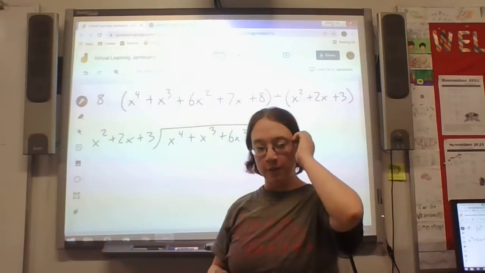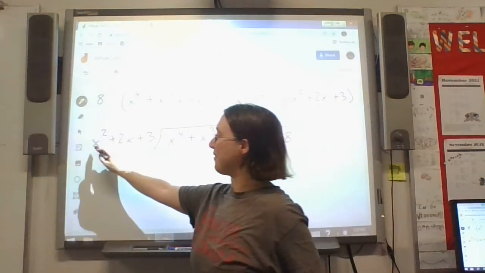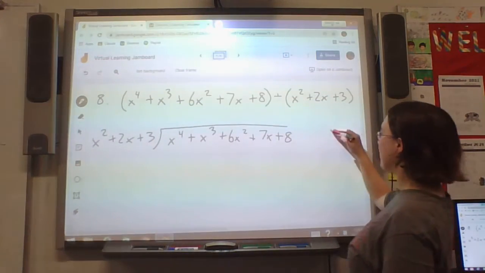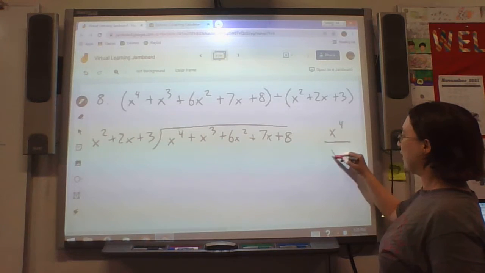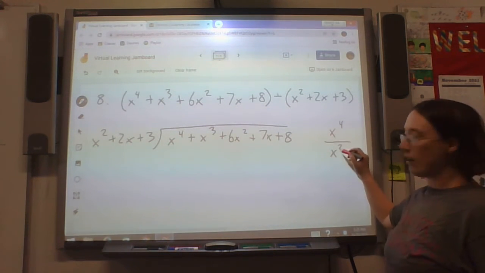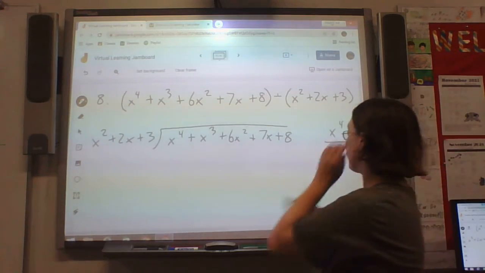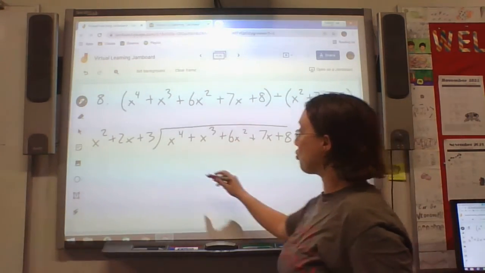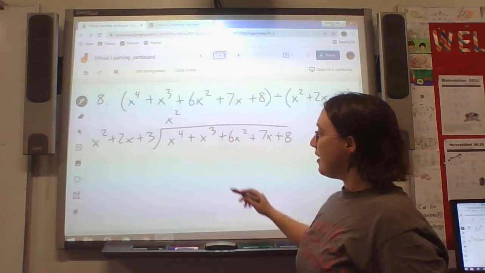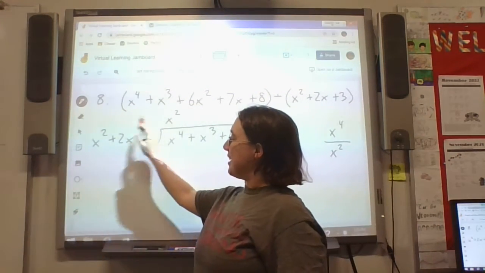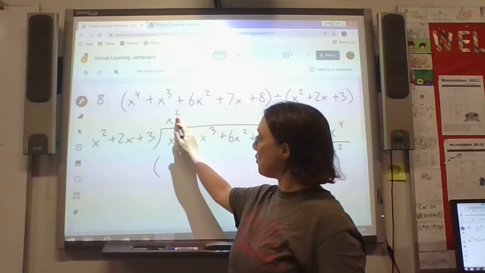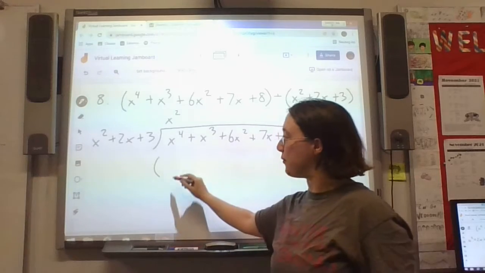Alright, and then first thing we're looking for is how many times that x squared goes into our x to the 4th. So we're really looking for what's x to the 4th divided by x squared. And if we're dividing monomials with some exponents there, we're taking our exponents and subtracting them. So x to the 4th divided by an x squared gives you x squared. And then we're taking that times everything that's over here. So x squared times x squared gets us an x to the 4th.